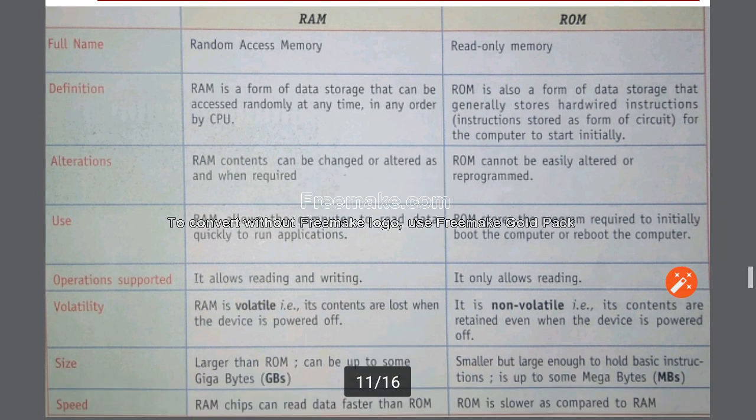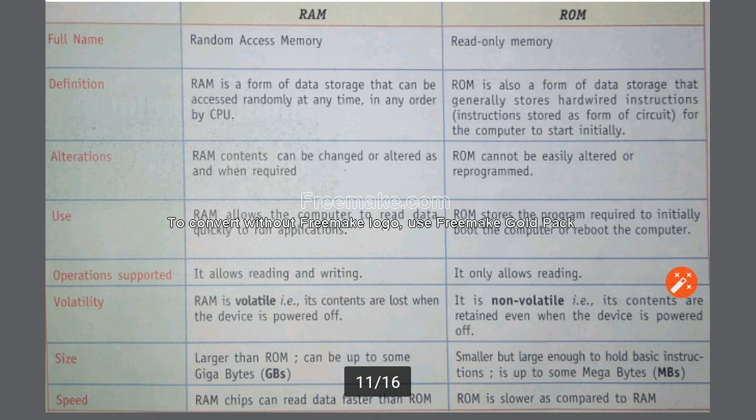So RAM stands for random access memory and ROM stands for read-only memory. RAM is a form of data storage that can be accessed randomly at any time. Randomly means, suppose I have a class wherein I have 20 students. Out of them, I can call anyone at any time. So that is your random access. But in ROM, this thing cannot be done. It is only read-only memory.